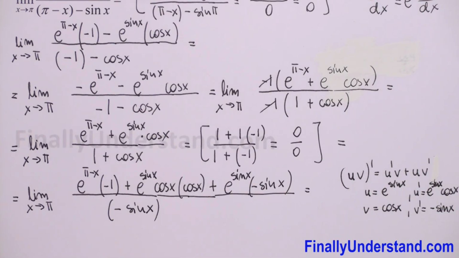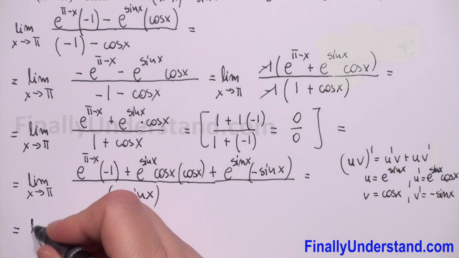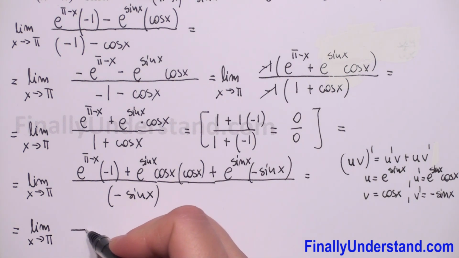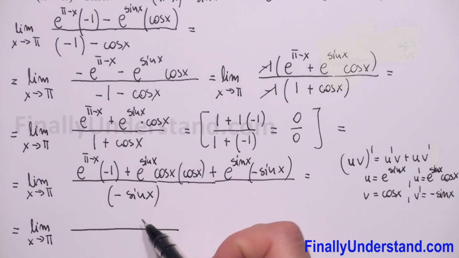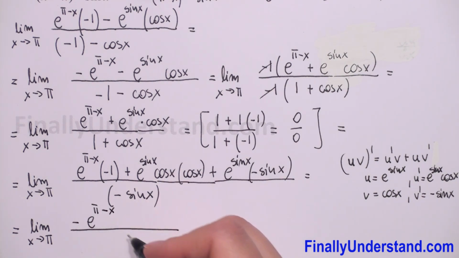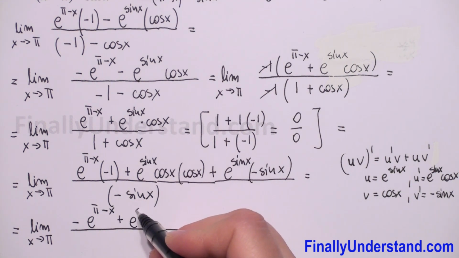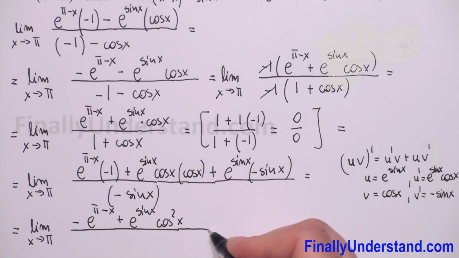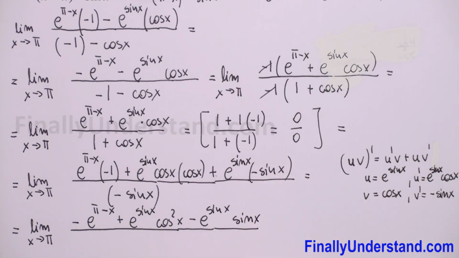So this is equal, we have to copy limit as x approaches pi, and we have now in the numerator e times negative 1, it will be negative e to power pi minus x, plus we have e to power sine of x, cosine times cosine will be cosine square of x, positive and negative give us negative, e to power sine of x times sine of x over negative sine of x.